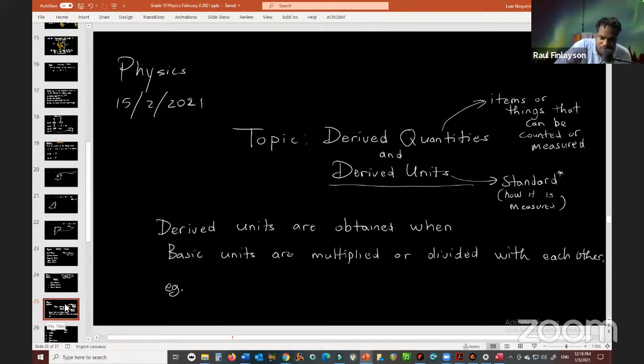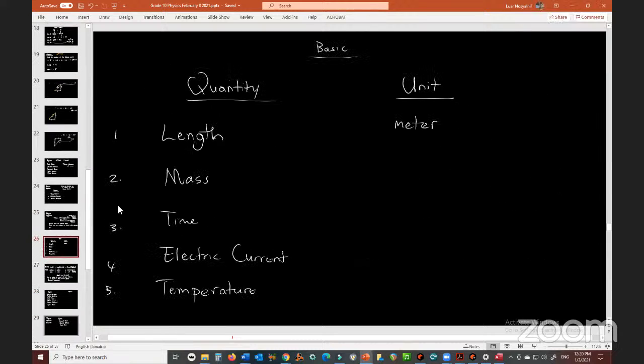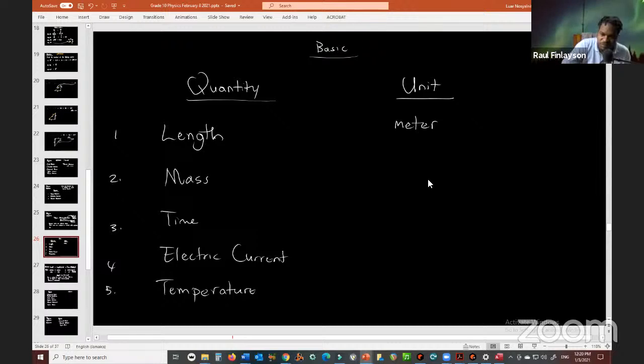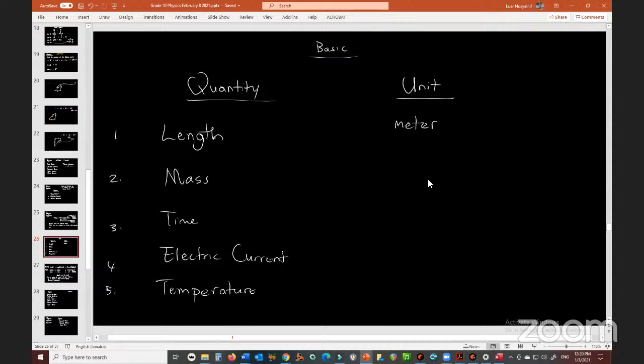So, all right. So what is a quantity? Something that can be measured or counted. All right. A unit is the standard, how it is measured. So these were the examples here, the basic ones, which we never even finished. So anyway, does anybody remember what is the unit used to measure mass? Kilogram. Okay, very good. So let's put kilogram there.